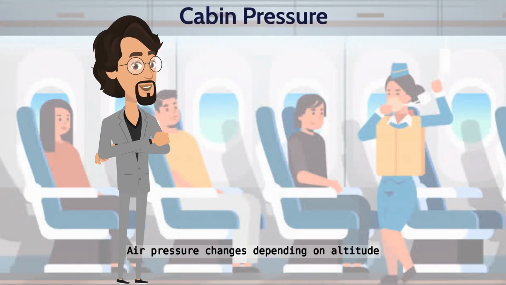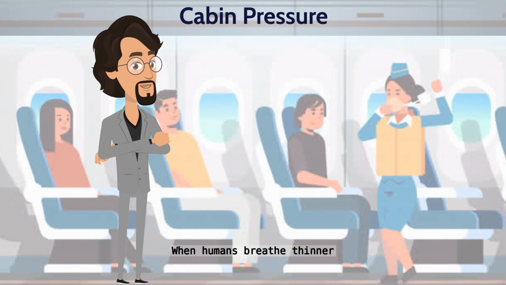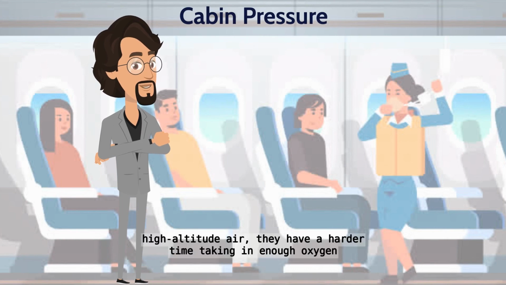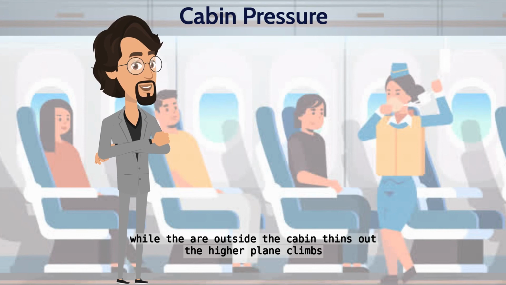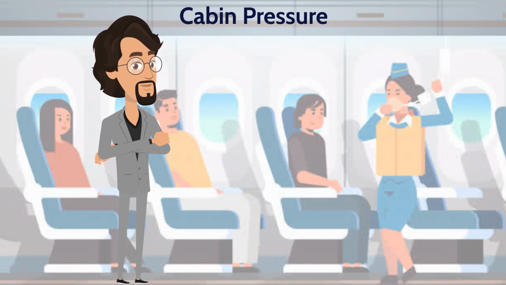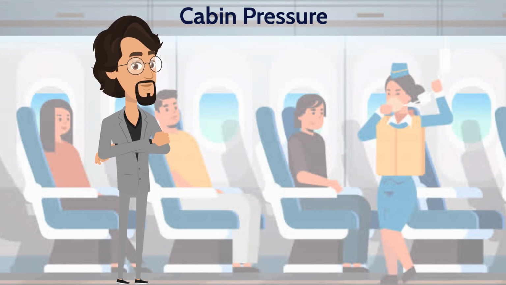Air pressure changes depending on altitude. Air pressure decreases the higher you ascend through the atmosphere. When humans breathe thinner, high-altitude air, they have a harder time taking in enough oxygen. Pressurized cabins are used in aircraft. While the air outside the cabin thins out the higher a plane climbs, compressed air inside the cabin maintains more surface-level air pressure and oxygen-rich air. In the event of accidental loss of cabin pressure, emergency oxygen masks provide the necessary air quality.